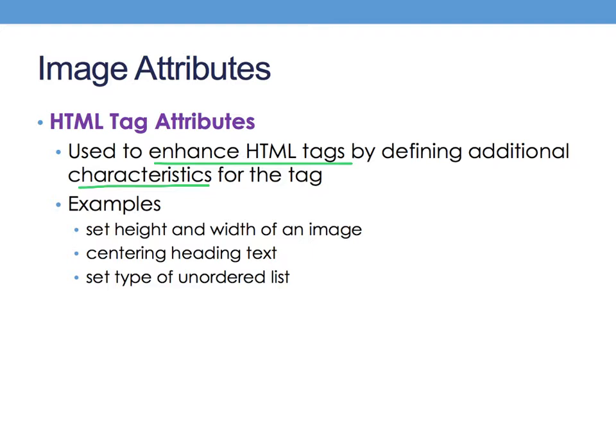So you can see a couple examples down here: setting the height and width of an image, centering your heading, setting the type of an ordered list. While they have defaults, attributes just add more information and allow your browser to display that particular tag with more detail and be more of what you want it to be. So attributes are just serving to enhance your HTML tags that you're entering into your HTML document.